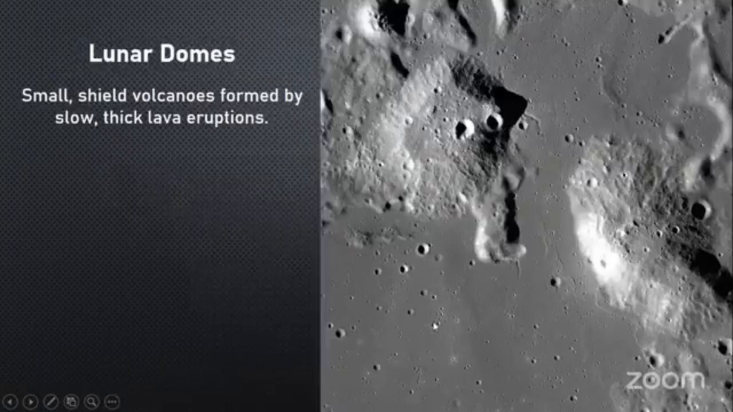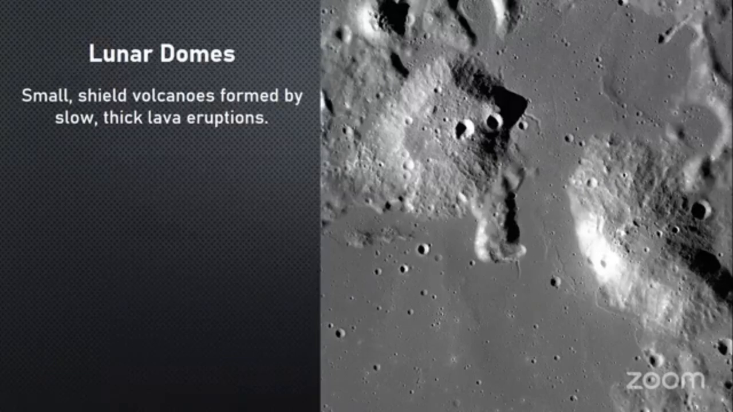So we have the lunar domes. They are small shield volcanoes formed by slow, thick lava eruptions. So here are the domes.